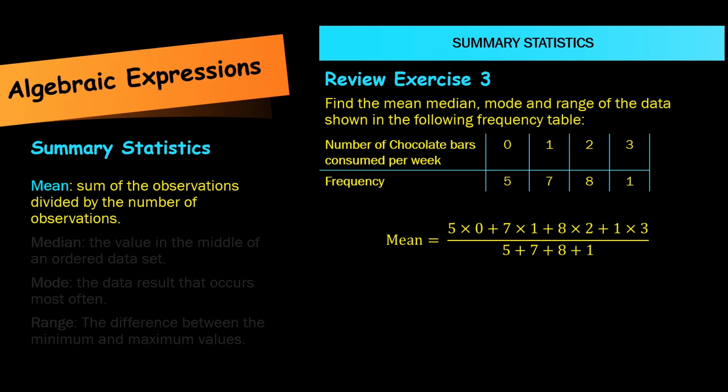So the mean is 5 times 0 plus 7 times 1 plus 8 times 2 plus 1 times 3 all over the sum of the frequency, which is 5 plus 7 plus 8 plus 1. And tidying up gives us that the mean is equal to 26 over 21, which is equal to 1.2.